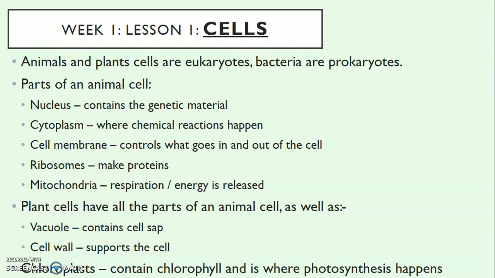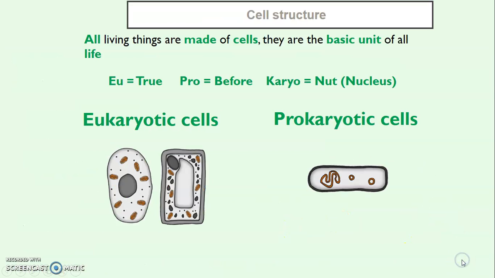The facts that you will need to learn, also in your fact book, are these ones. We need to look at eukaryotic and prokaryotic cells. We're going to have a look at parts of an animal cell and what they do, and parts of a plant cell and what they do. So just have a start on cell structure.